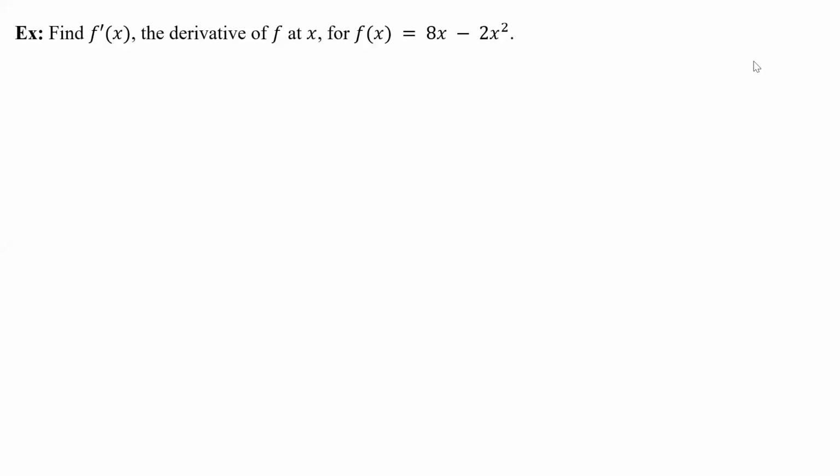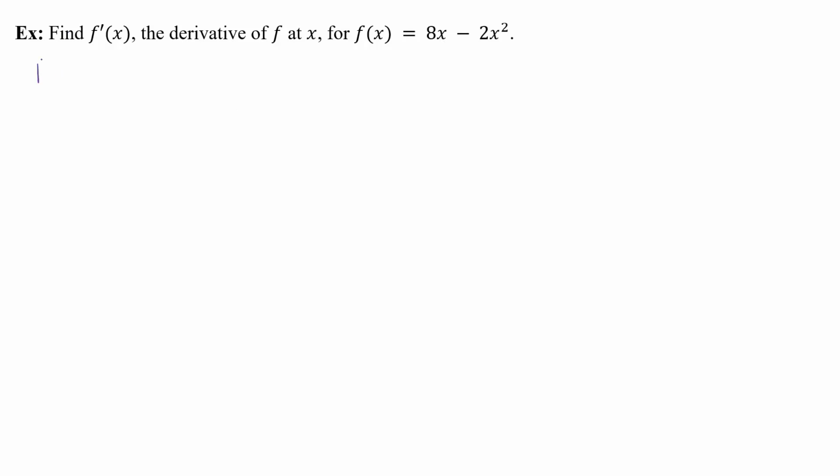Okay, so here we're supposed to find the derivative of f at x for f of x equals 8x minus 2x squared. And again, once we get to doing this, we'll be able to go straight from here to the derivative without having to do all this. But for now, we're going to do it using the difference quotient.